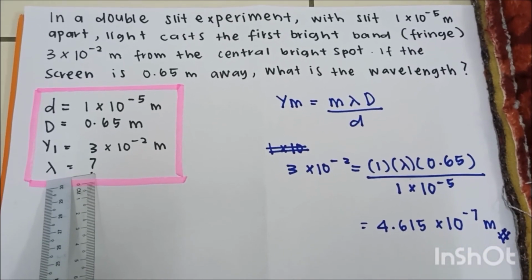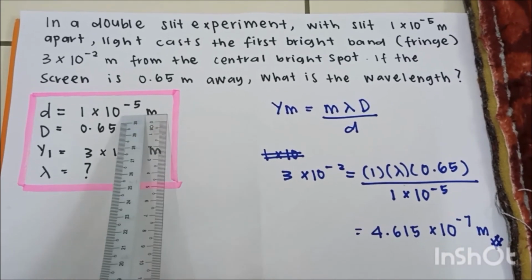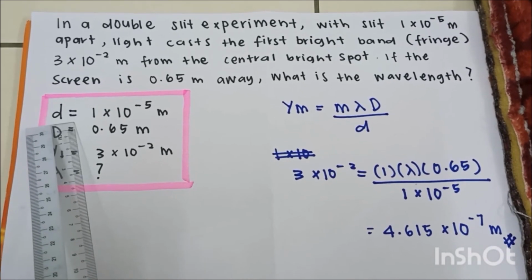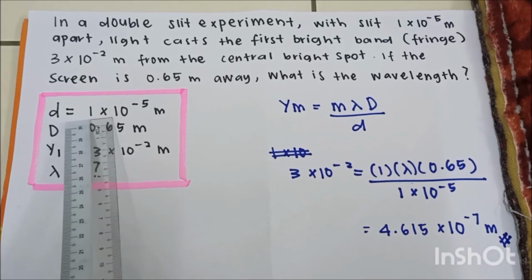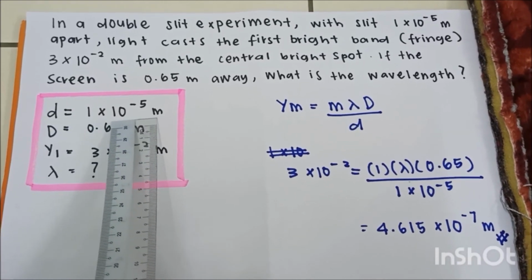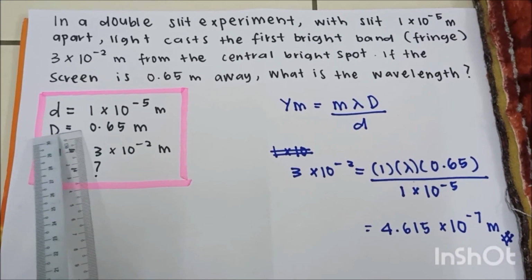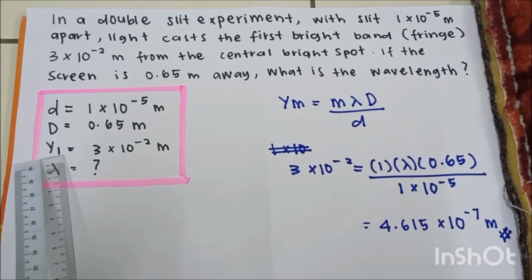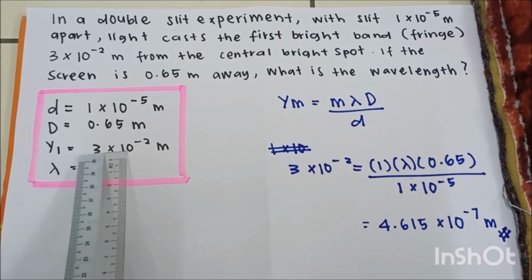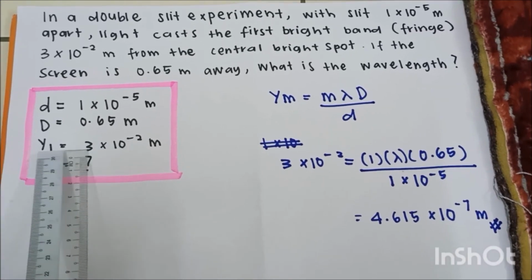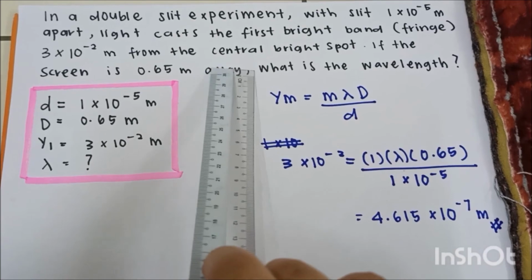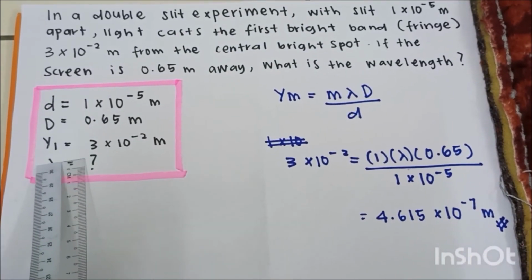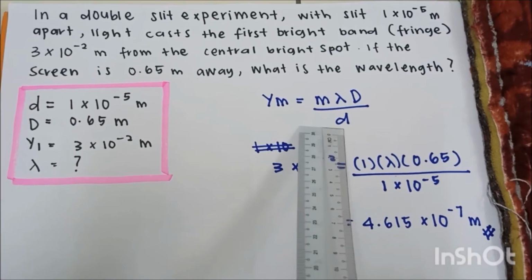Okay, so based on the question given, here is the info that we can gain from the question, which is small d equals to 1 times 10 to the power of negative 5 meter, capital D equals to 0.65 meter, y1 equals to 3 times 10 to the power of negative 2 meter. How did I know it is 1? Because in the question it says the first bright fringe, so we know it is y1. So the lambda is what we want to find.